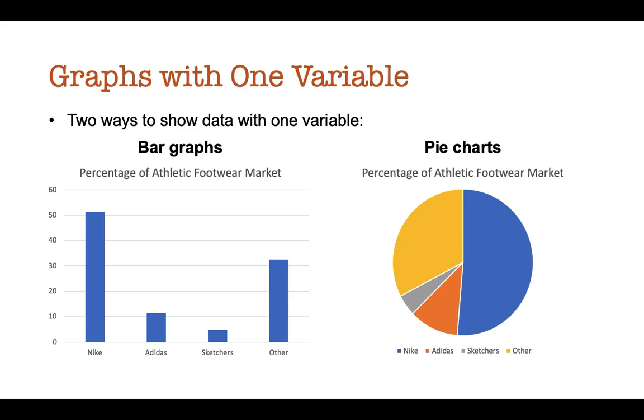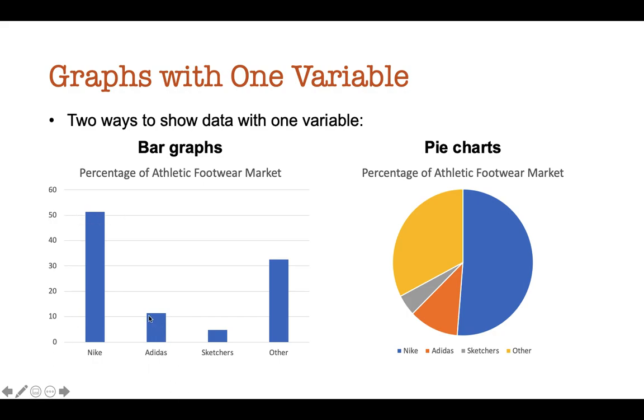So we can show information visually by using different types of graphs. So we are showing one variable or one piece of information in these two graphs. I can show it through a bar graph or I can show it through a pie chart. So my one variable or one piece of information that we're looking at here is the percentage of the athletic footwear market. So if I were to take all the sales in athletic footwear, so think like tennis shoes, and if I were to split it up percentage-wise between the top companies in this market, in this industry, Nike would have over half of the athletic footwear sales.